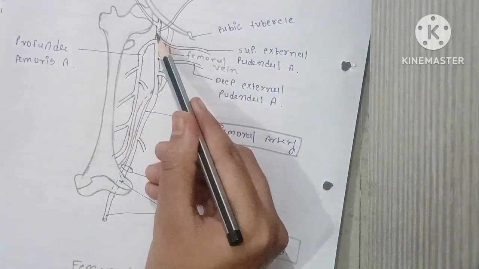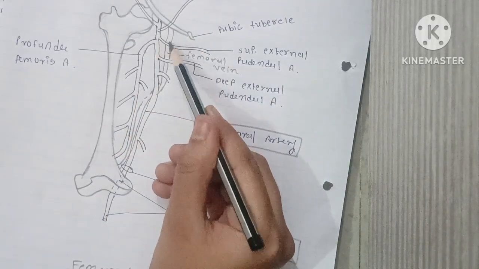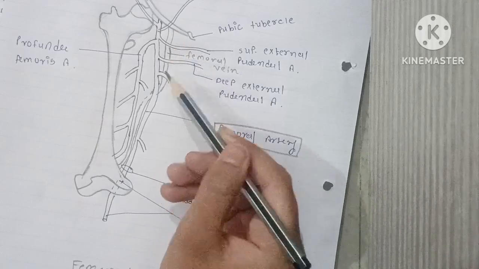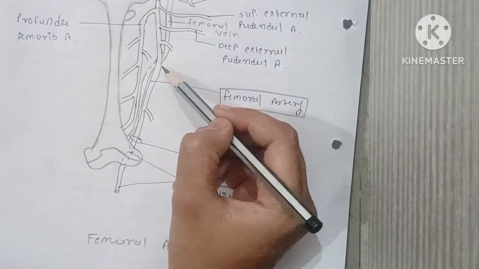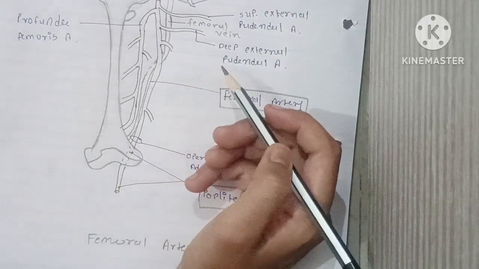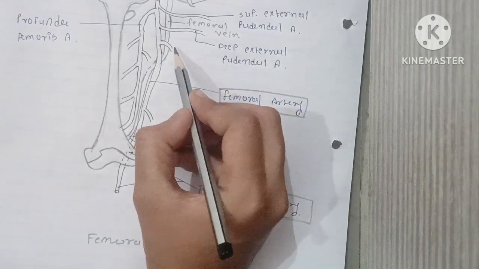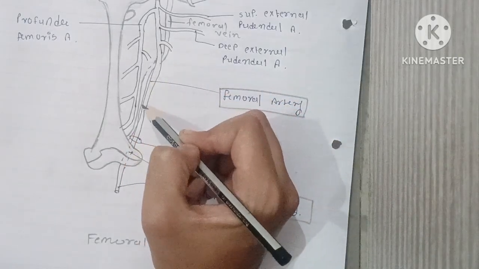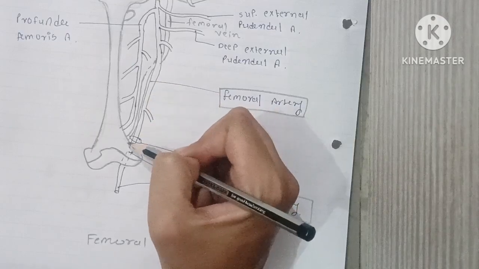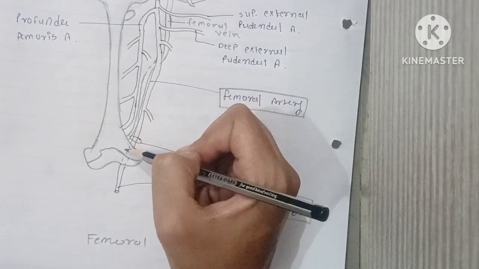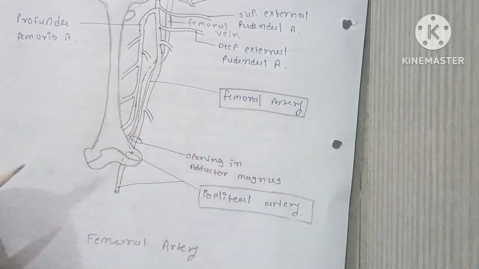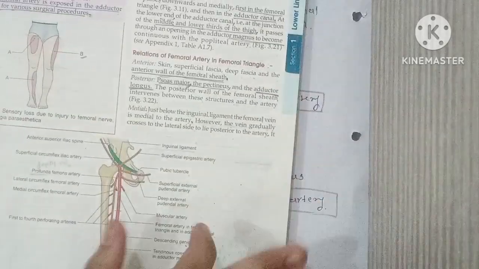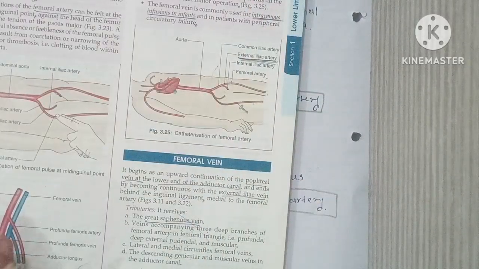First it passes medially to the femoral artery, then at the midpoint of the femoral artery it crosses posteriorly to the femoral artery and comes laterally to the femoral artery in the lower part at the apex of the femoral triangle. So this is all about the medial relation of the femoral artery.